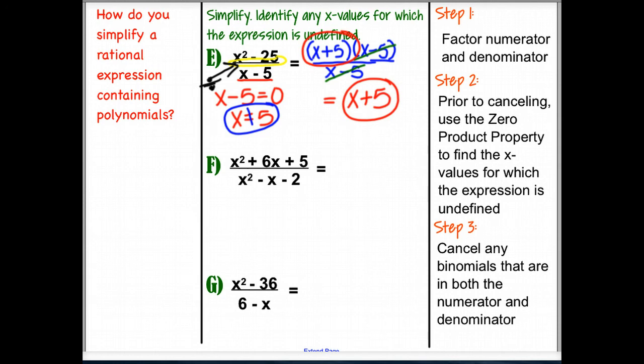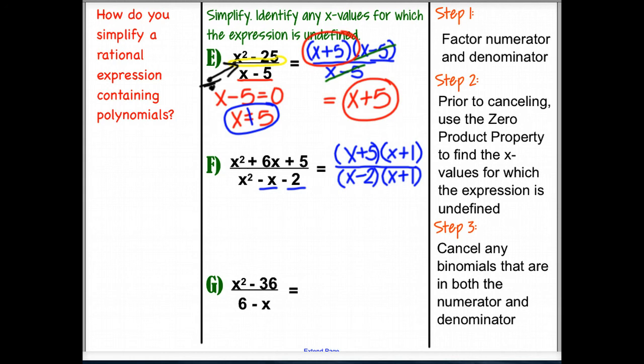In example F, I see that in the top, I need to find two numbers that multiply to 5 and add to 6. So I know that that's (x plus 5) times (x plus 1). And then on the bottom, I need two numbers that multiply to -2 and add to -1. So I know that that's -2 and +1.